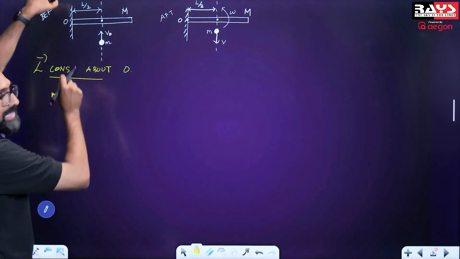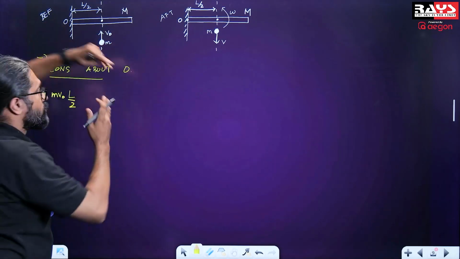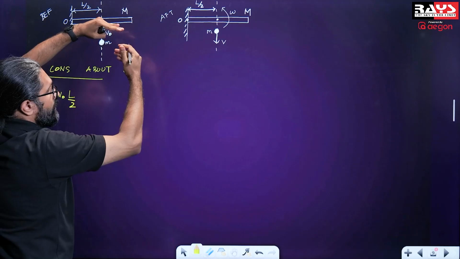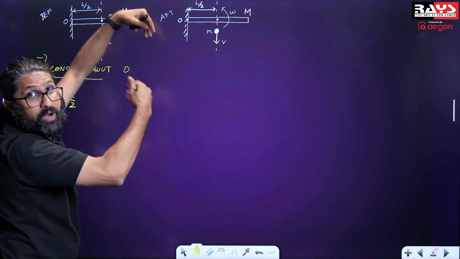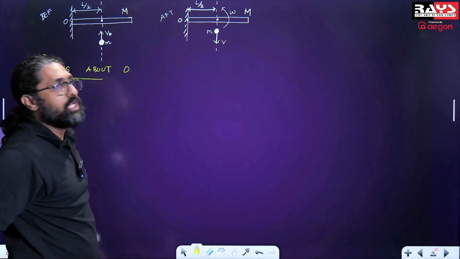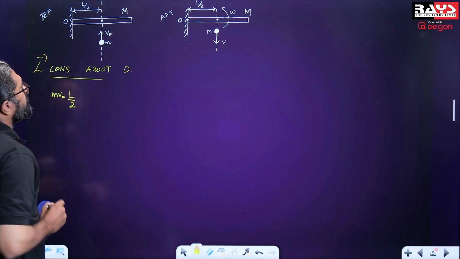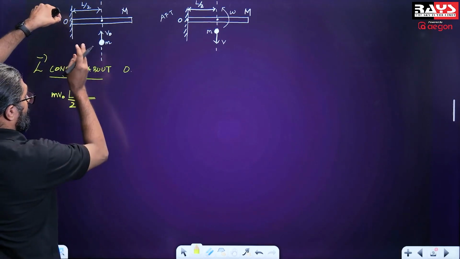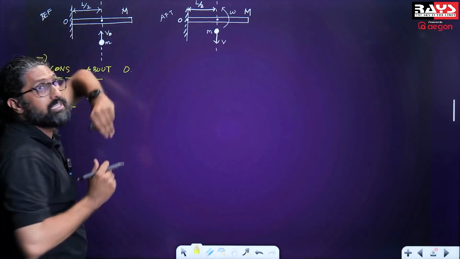I would consider this angular momentum to be positive because you have r vector here and p vector here. r cross p will be in the direction perpendicular to this plane, outside it. So I would choose that direction to be positive. Now, before the collision, the angular momentum of the system is purely the angular momentum of this particle because the rod is stationary.